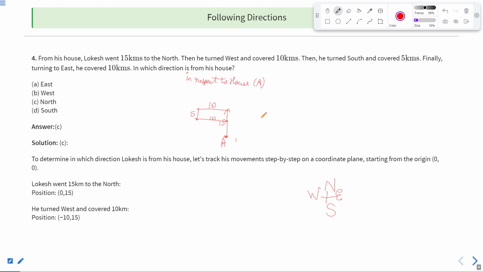तो हम ऊपर गए 15 और हम नीचे भी आए हैं 5, तो 15 north, minus 5 south gives 10 north from A. Therefore, answer is C. He's 10 kilometers north.